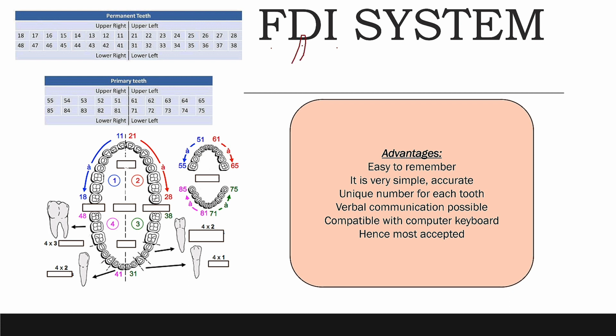So remember the important feature of this. It is our 2-digit system. 2-digit system is nothing but FDI. Okay, so this is our 2-digit system. Why 2-digit? Because we give different numbers to a single tooth. For a single tooth we give 2 numbers, and each tooth has different numbers.